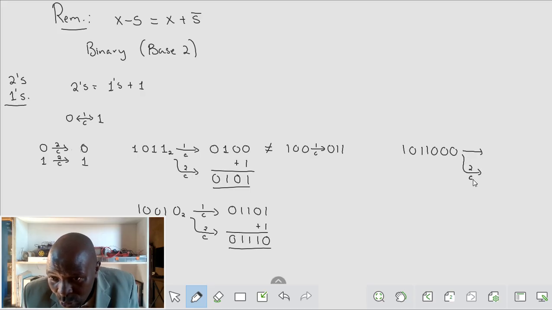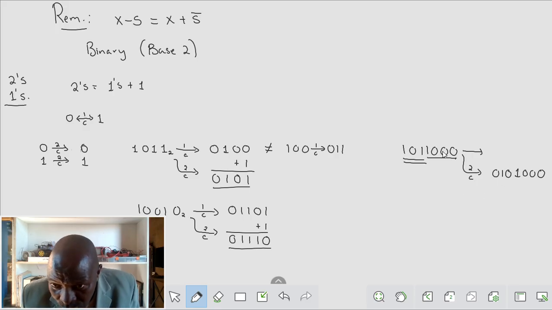I'll go straight up to the 2's complement. I know the number will stay as is from the right up to the least significant 1. So the number will stay as is up to the least significant 1. Then I can do 1's complement of the rest. If I look at that, it's 101. 1's complement would be 0, 1, 0.